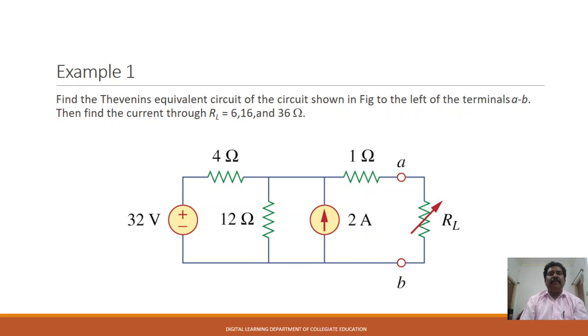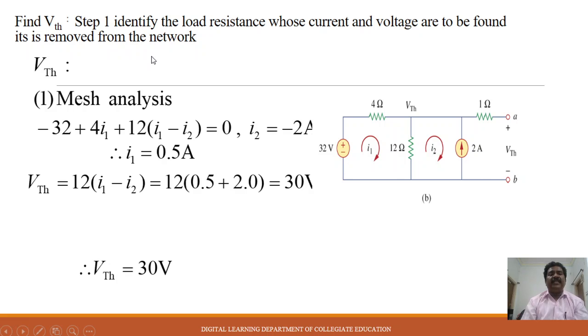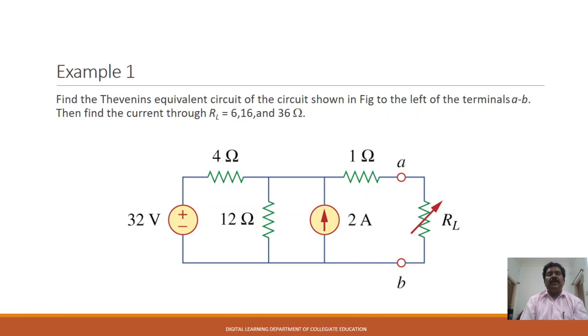So looking back to the statement, to solve the problems we have certain steps to calculate VTH and RTH. First, to calculate VTH, identify the load resistance in the given network. The load resistance points will be marked as A and B. Then you calculate the open circuit voltage at those points, which is called VTH.